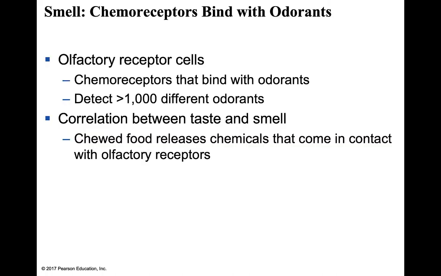Now, smell is very much related. So if we look at olfactory receptor cells, they also are chemoreceptors, and they're going to bind with what we call odorants. Now, these receptor cells are capable of detecting greater than 1,000 different odorants. Now, we know that there's a correlation between taste and smell. So what happens typically, chewed food will release chemicals, and those actually come in contact with olfactory receptors.